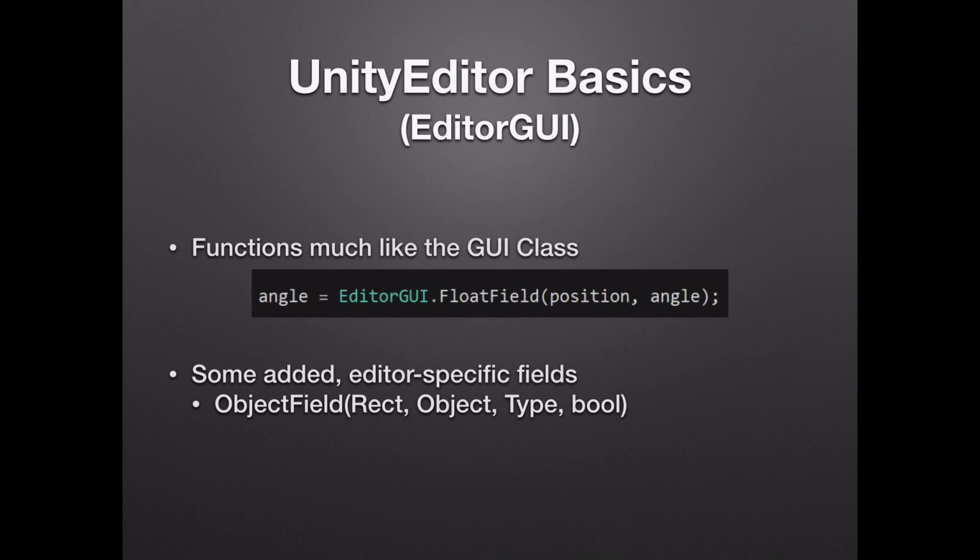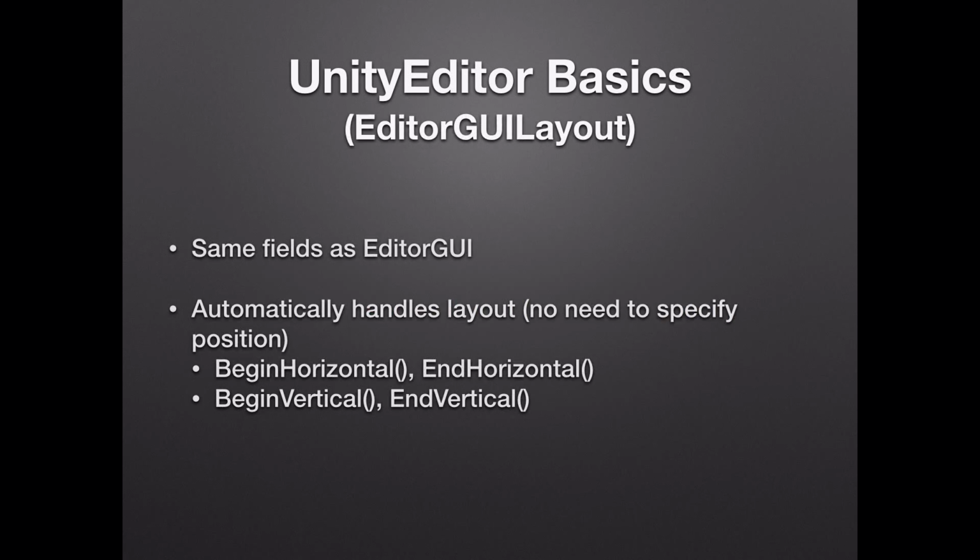The only difference between this and GUI is that it adds some fields that are not used for the normal editor, such as ObjectField, which lets you take in anything that derives from a Unity object, so game objects and components mainly. EditorGUILayout is pretty much the same as EditorGUI, however, it handles the positioning for you. So this is really nice. I try to use it as much as possible. If you want to have fine-tuned control over where exactly your controls go, EditorGUI is there. EditorGUILayout makes life easy.